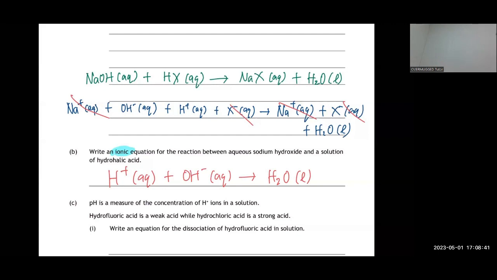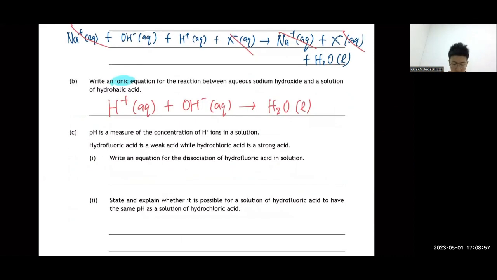Understand what I'm saying? So next time you see a question asked for the ionic equation for acid and alkali, also a neutralization reaction, just write this one. That's it. So this is a hack for y'all, okay?